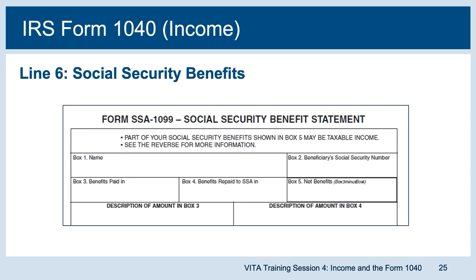Line 6, Social Security Benefits. Social Security benefits are reported on Form 1099-SSA. Some taxpayers may also receive railroad retirement benefits treated as Social Security, which are reported on Form 1099-RRB. A portion of the benefits may be taxable depending on the taxpayer's other income. If Social Security is the only source of income they receive, the benefits are not taxable and they do not have to file a tax return.